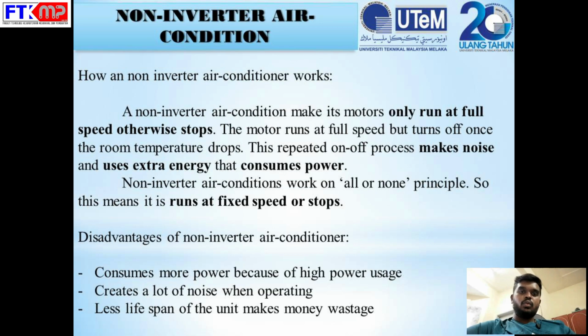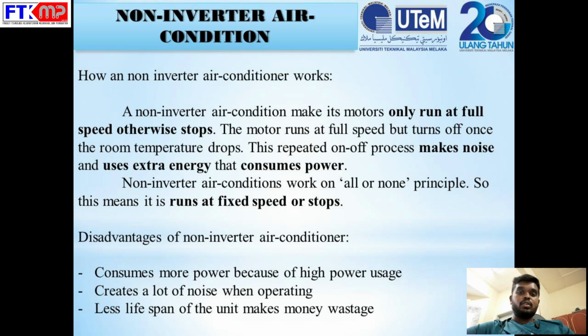Now we see how a non-inverter air conditioner works. A non-inverter air conditioner is also called a traditional air conditioner. A non-inverter air conditioner makes its motor only run at full speed, otherwise it stops. This means the high speed motor continues until it stops. The motor runs at full speed but turns off once the room temperature drops.